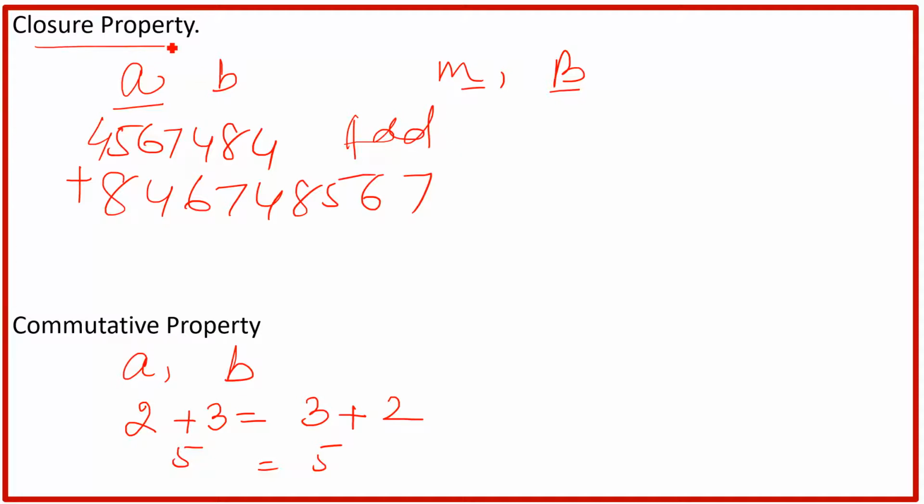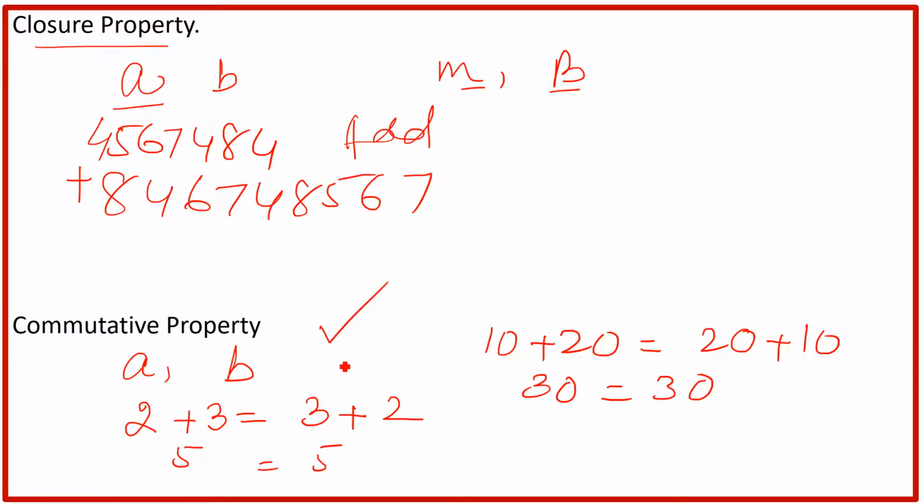This is called the closure property. Now commutative property: if A and B are any whole numbers, suppose A is equal to 10, B is equal to 20, right? A plus B equals 20 plus 10. I can write it like this. Here I have mentioned 10 first and then 20, here 20 first and 10. But the answer is the same. This is called the commutative property.